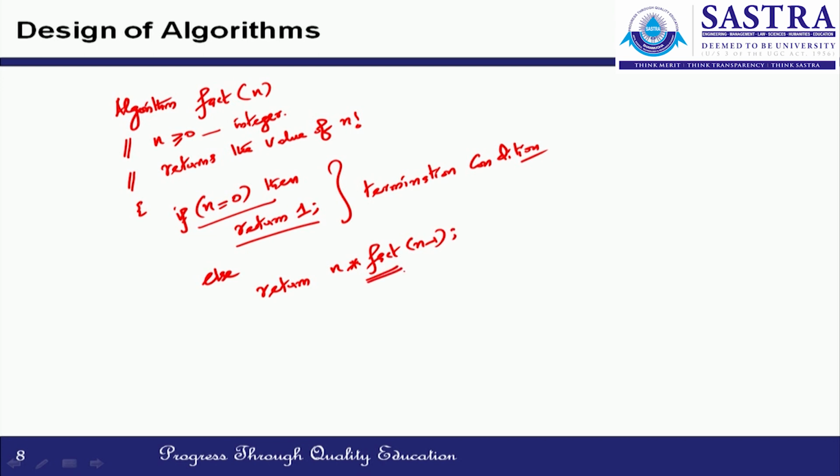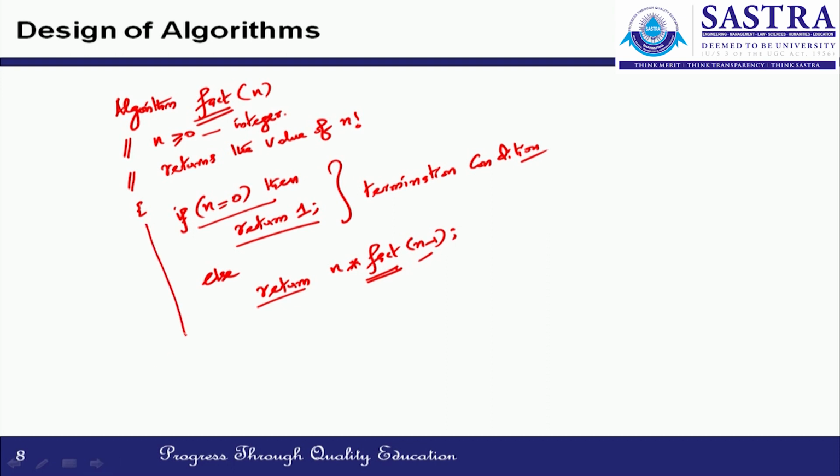Fact, right? What happens here? Function name or algorithm name is fact. The same function is defined here, fact. Initially the formal parameter is n. Here we write the actual parameter, right? This is updated to n minus 1. So if n is equal to 0, return a value 1, else return n into fact of n minus 1.